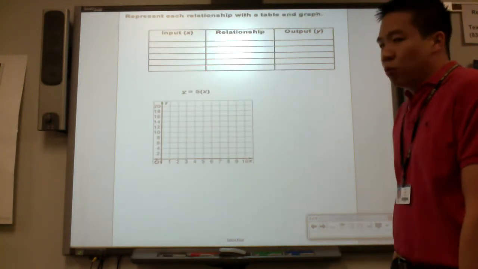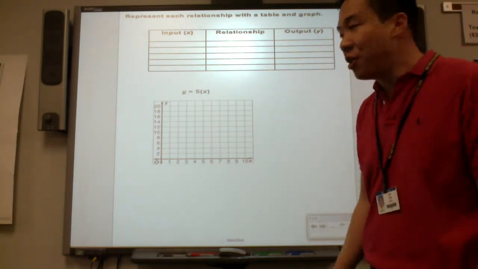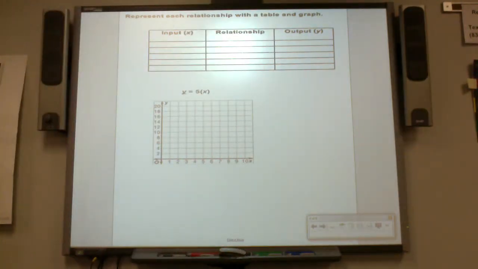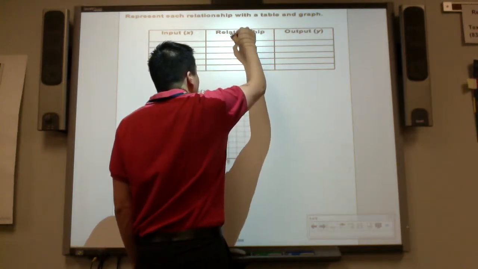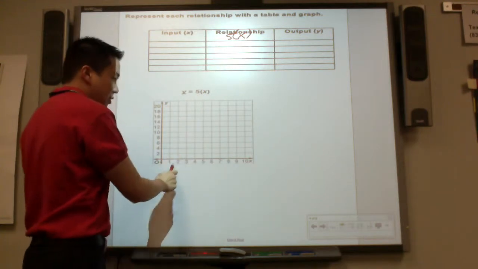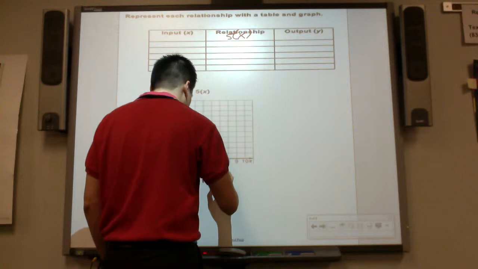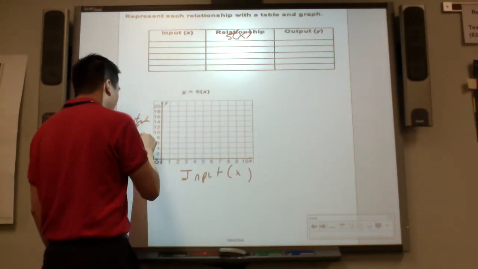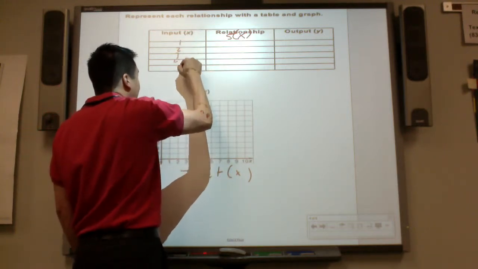So now, given an equation, can we create a table and a graph from it? So our equation is y equals 5x. Represent each relationship with a table and graph. So our relationship is 5x. So this is input, x, and this is output, which is y. Since our input goes from 1 through 10, let's use 1 through 5.